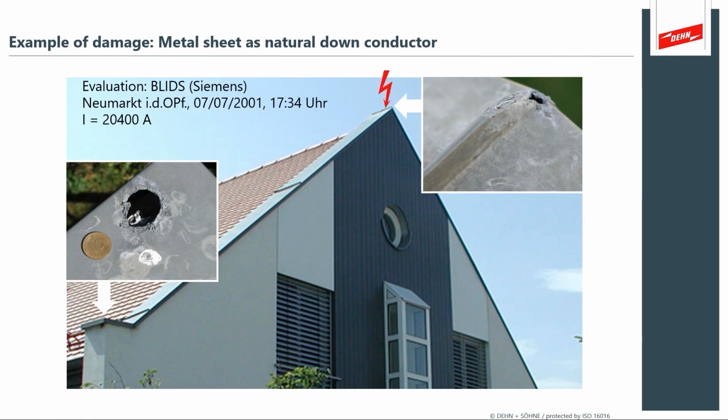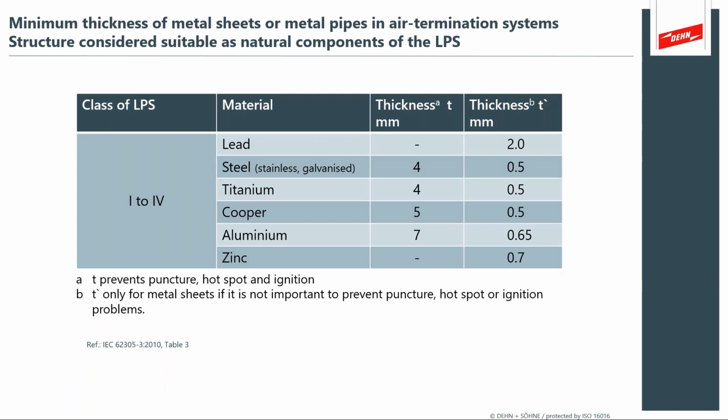If this was something that was holding flammable liquids, you would have had a very serious problem with a structure like this. And so the standards give you a lot of guidance into what you can use, what the materials are, and how thick and how robust the materials have to be in order to serve as a natural down conductor. NFPA has very similar tables as to this, where you're showing the types of materials and the minimum thickness.